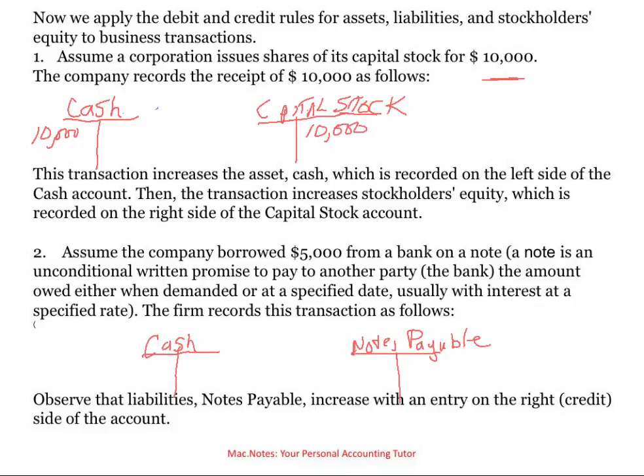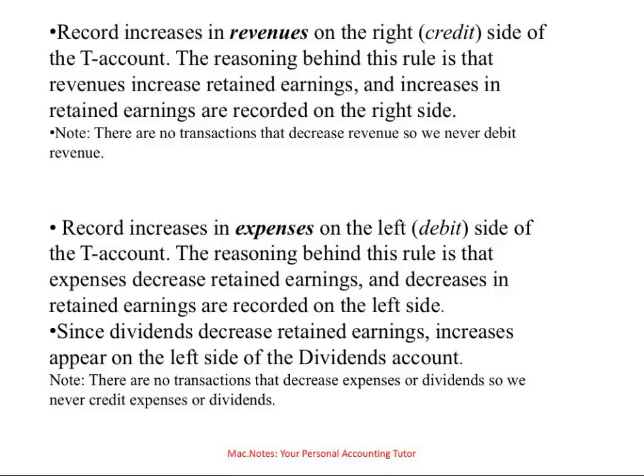Next, let's assume that the company borrowed $5,000 from the bank by signing a note, which is a promise to pay at a later date, which usually includes interest. Now, to record that, we receive $5,000 in cash, so our cash account goes up, so it's debit, $5,000 cash. Our liability account also goes up, we have to pay back the bank, and so therefore it's credit, liabilities $5,000.